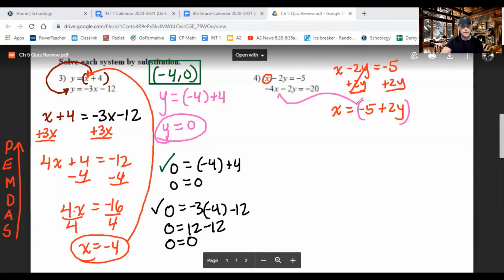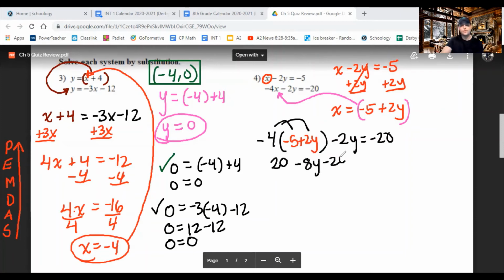This is going in for x right there. So I'm going to rewrite the second equation now, and instead of x, we're going to put negative 5 plus 2y. Finish rewriting the whole second equation. Now we only have the y variable to solve for, so we'll distribute and get our way to solving for that y variable. Okay, use your algebra skills, start cleaning this problem up. Combine like terms.